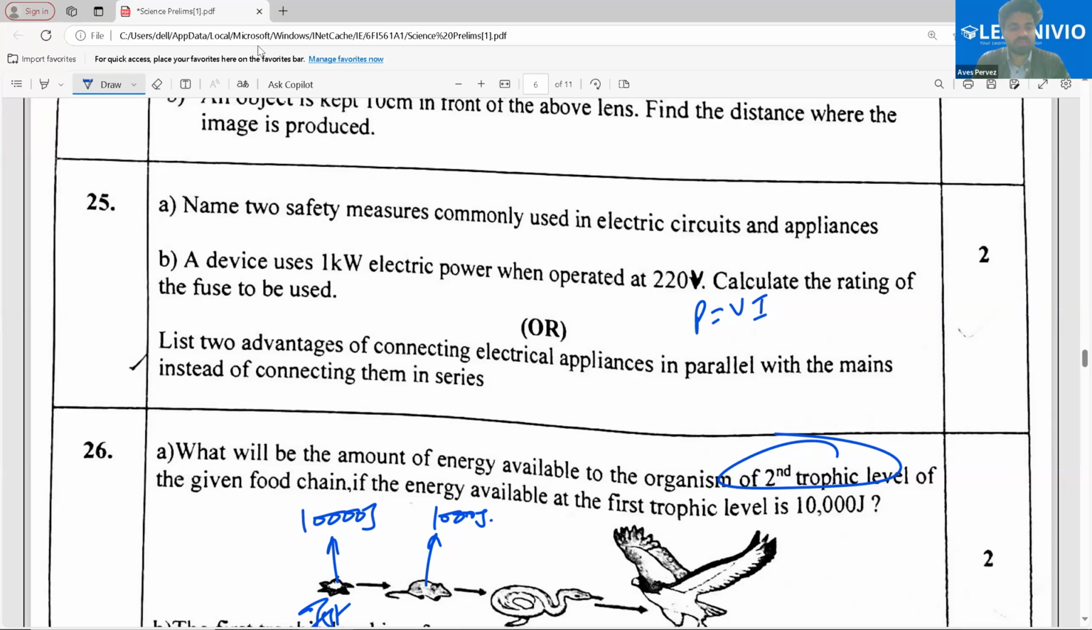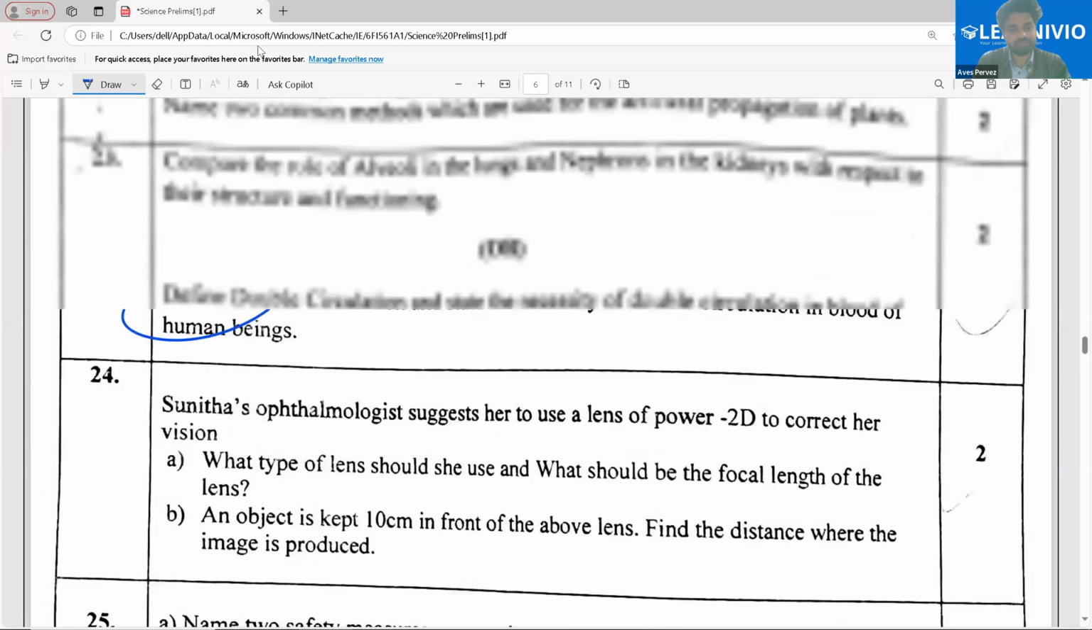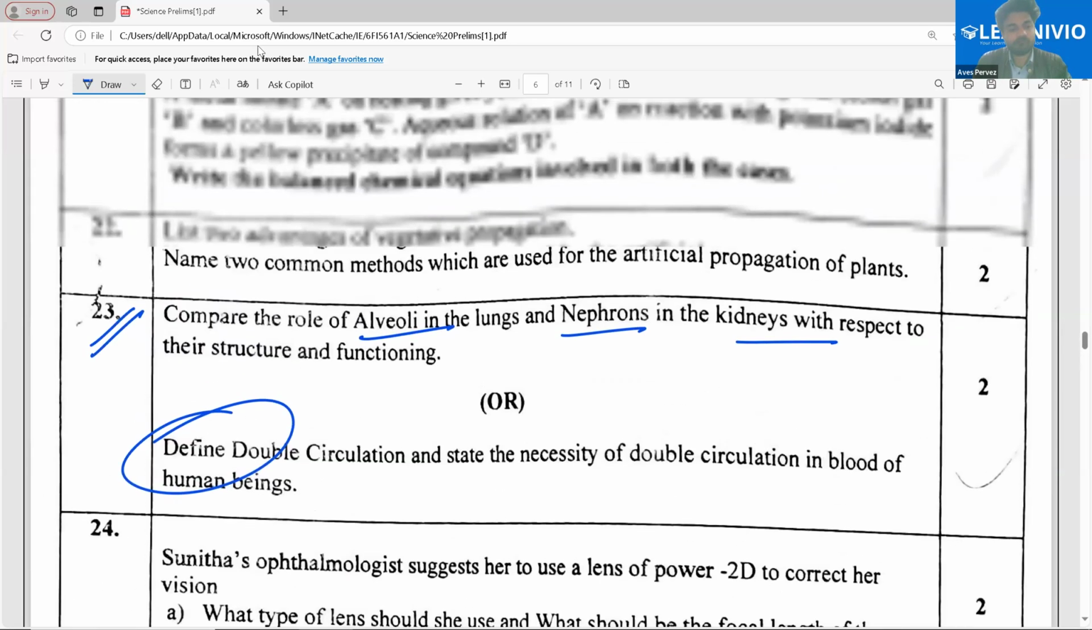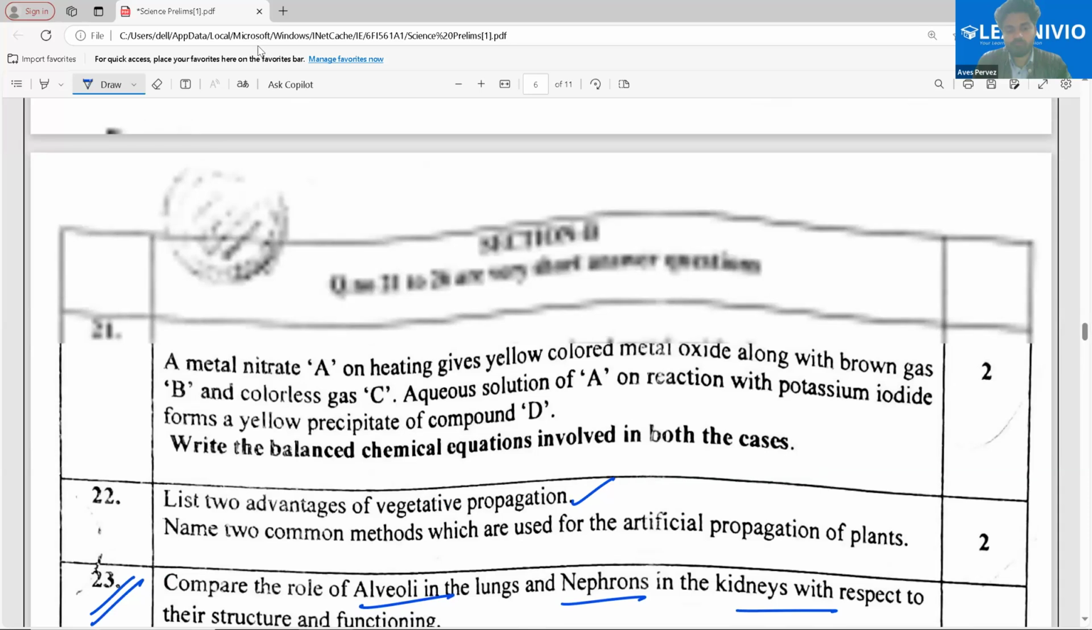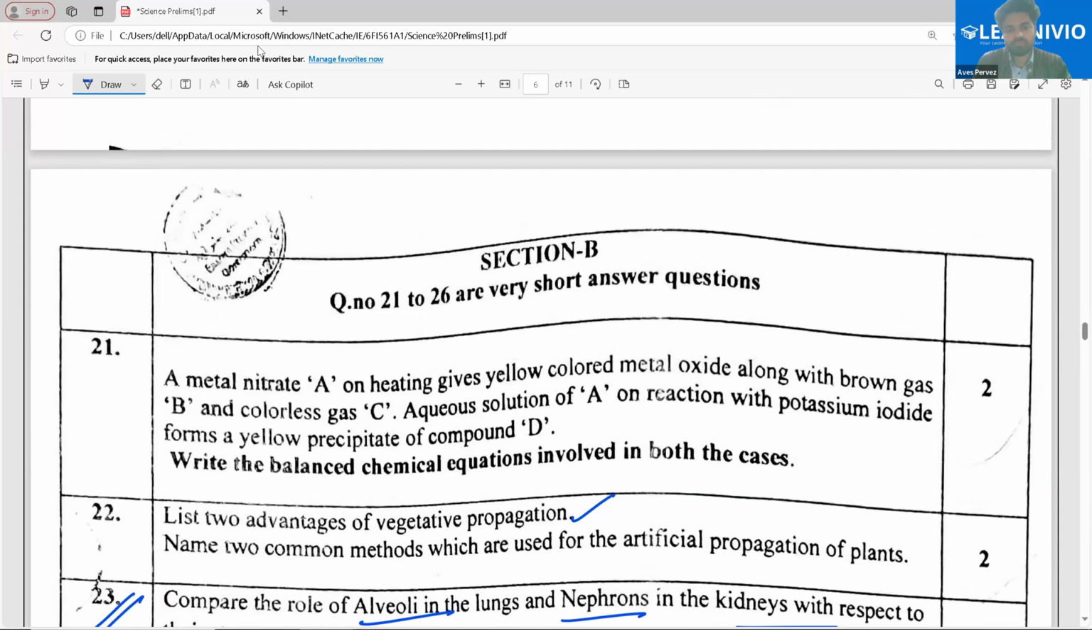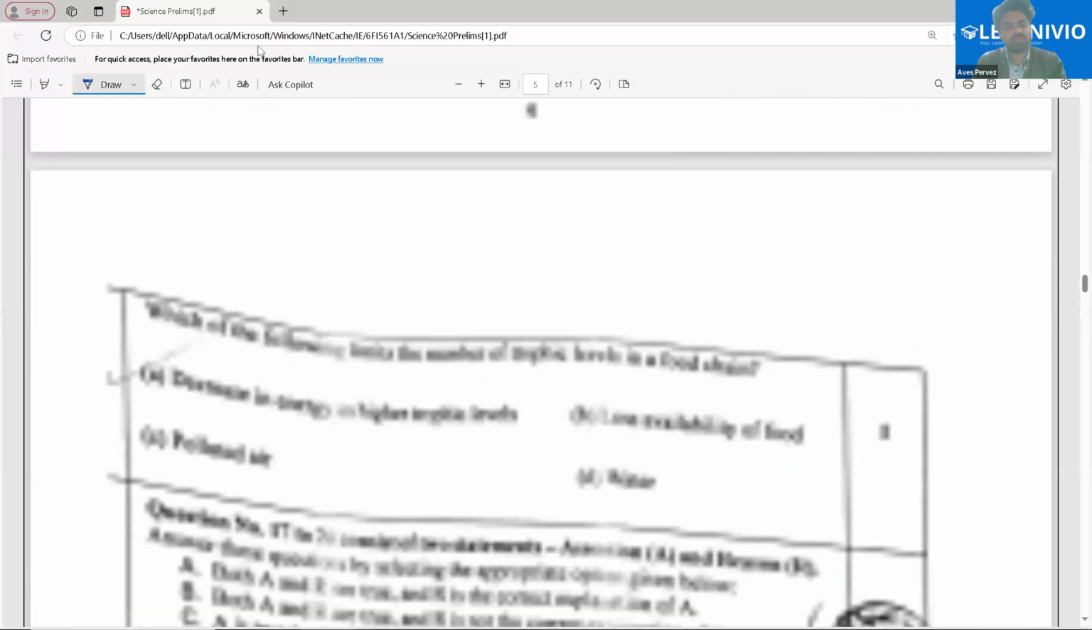So do this one please. Next. बाकी सब हो गया ना.